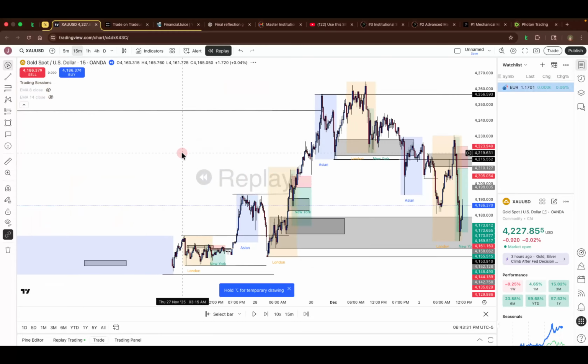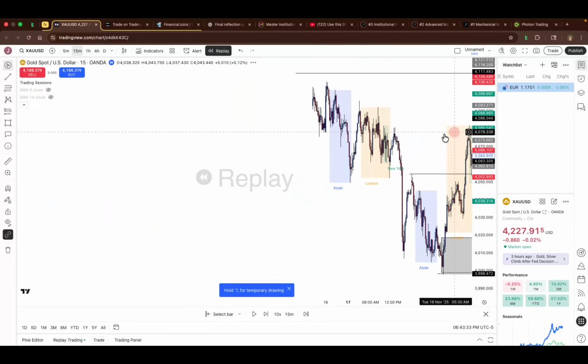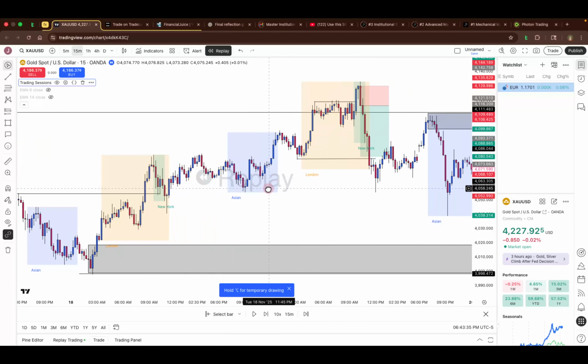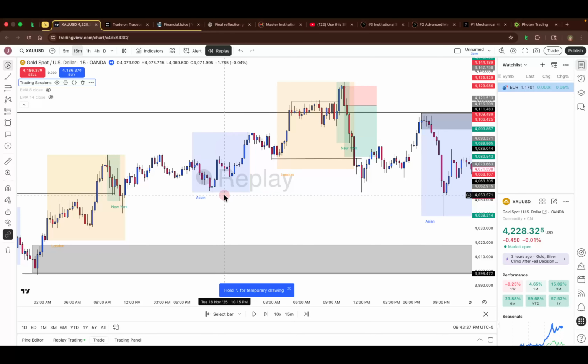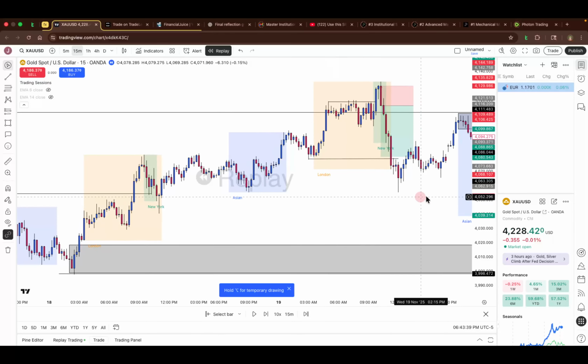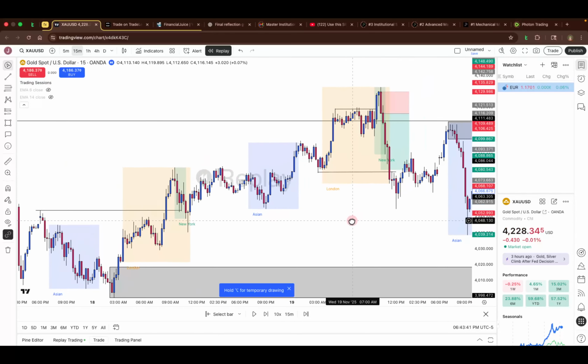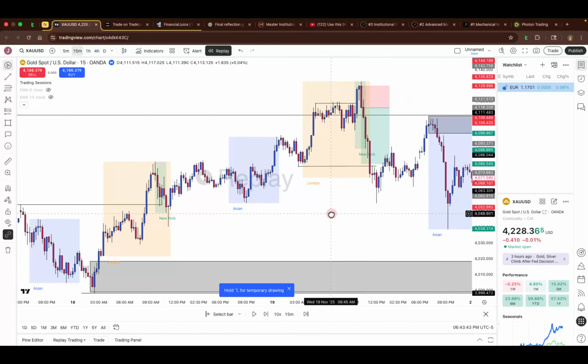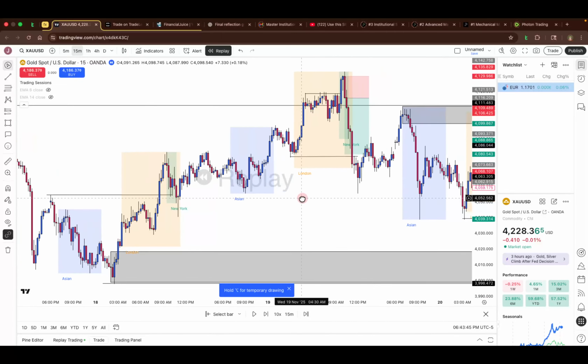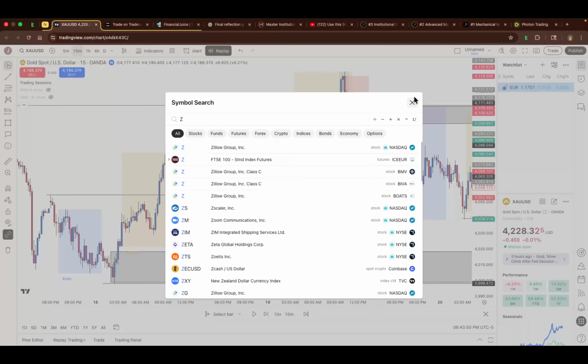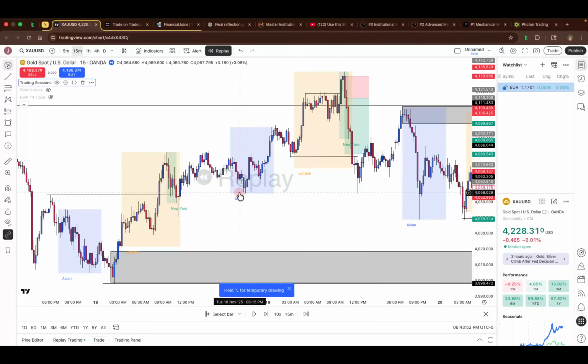Let's go back to the 15-minute, London for Asian session. We see price. Yeah, we're continuing to see new ranges be created. We're seeing higher highs and higher lows. Higher high, higher low, higher high, higher low, higher high.